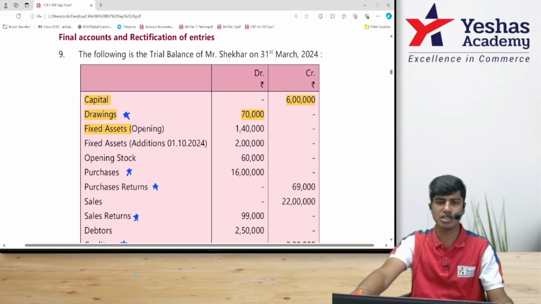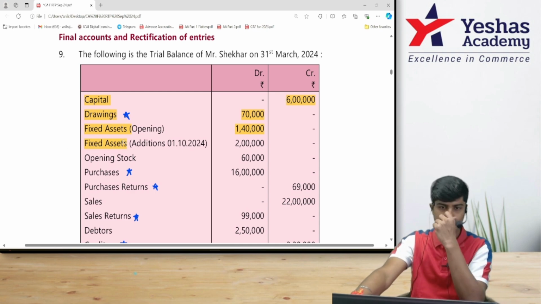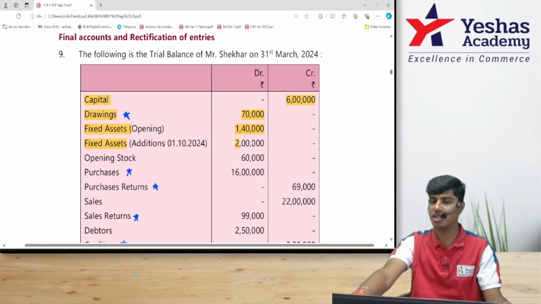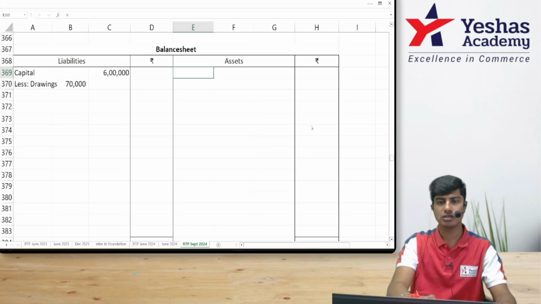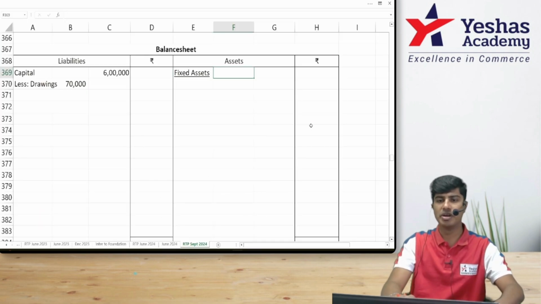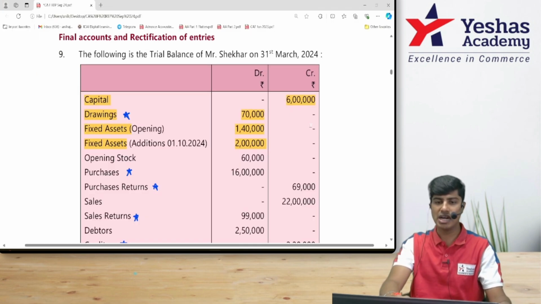Where do I write fixed assets? The opening balance of fixed assets is given, so I'll write it in the balance sheet. To this, I would have to add the additions, then adjust the depreciation. Then it will go to the outer column. For now, I write it in the inner column. In my balance sheet, I write fixed assets. How much? Opening balance 1,40,000. How much is the additions?